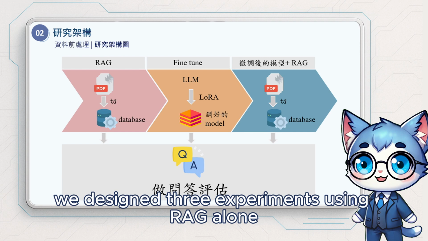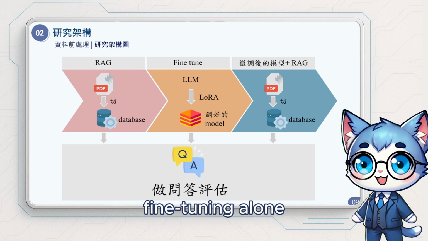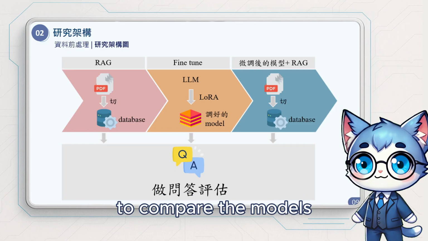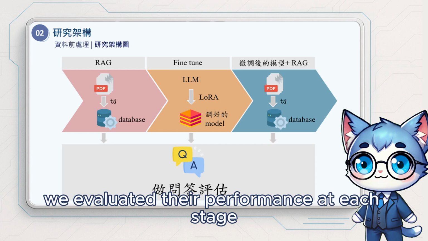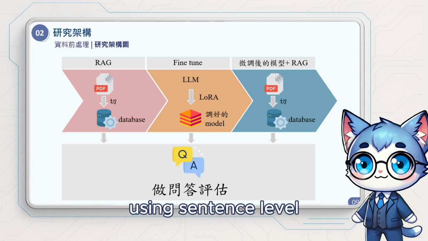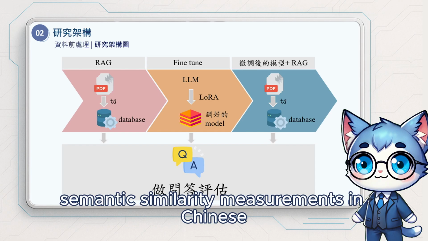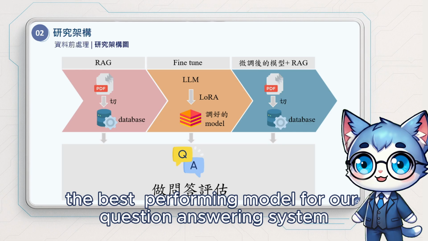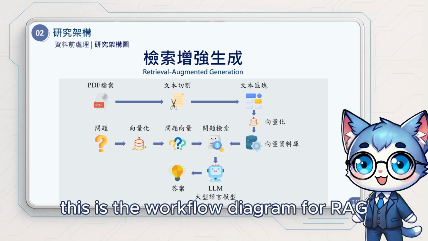We designed 3 experiments using RAG alone, fine-tuning alone, and a combination of fine-tuning with RAG. To compare the models, we evaluated their performance at each stage using sentence-level semantic similarity measurements in Chinese. Based on the results, we selected the best performing model for our question answering system. This is the workflow diagram for RAG.